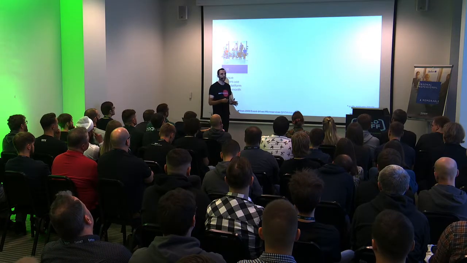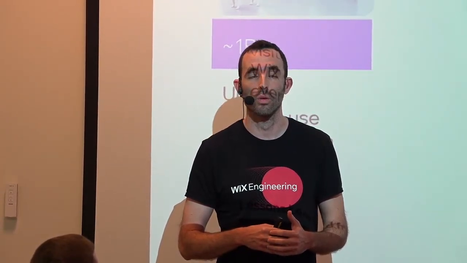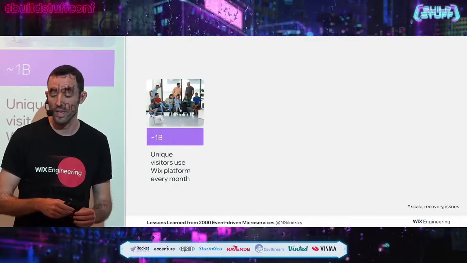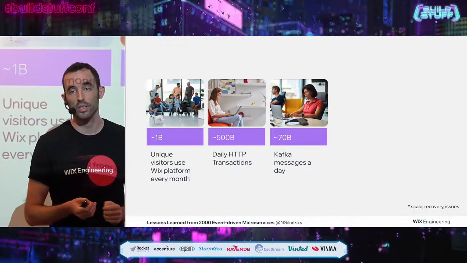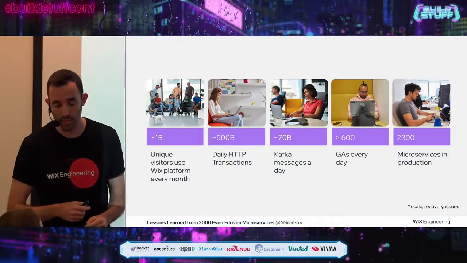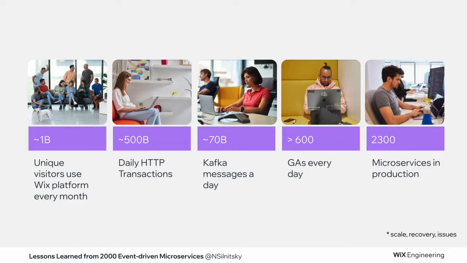And Wix has more than 100 million websites around the world, which is roughly 6% of all the websites in the world. And around 1 billion visitors come to the platform each month, which translates to more than 500 billion HTTP transactions every day and more than 70 billion Kafka messages. And like I said, we have quite an extensive amount of microservices in production, which change all the time, more than 600 changes every day.